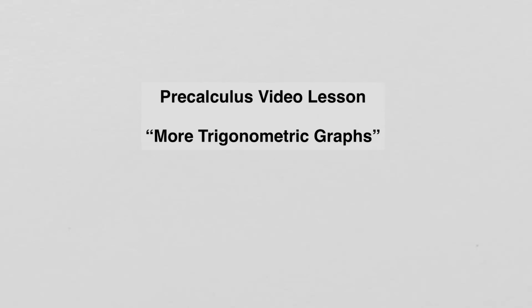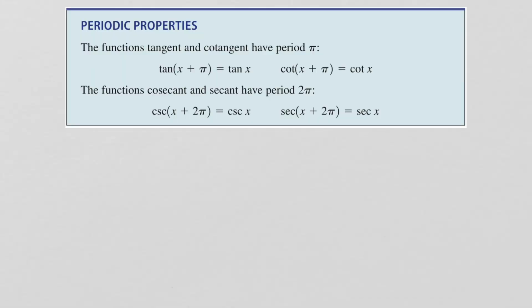More trigonometric graphs. The other trig functions besides sine and cosine also have periodic properties. The period of the functions tangent and cotangent is pi units each. So the tangent of x plus pi is equal to the tangent of x, and the cotangent of x plus pi equals the cotangent of x.